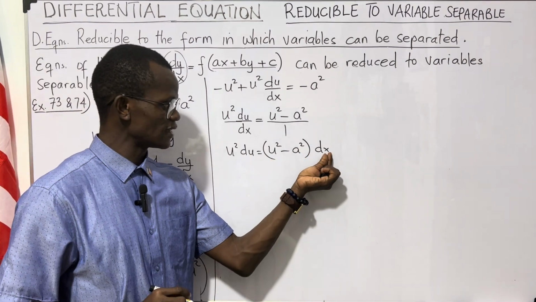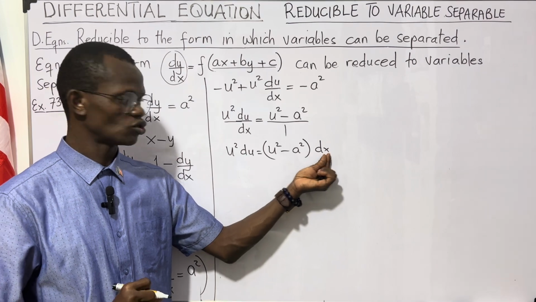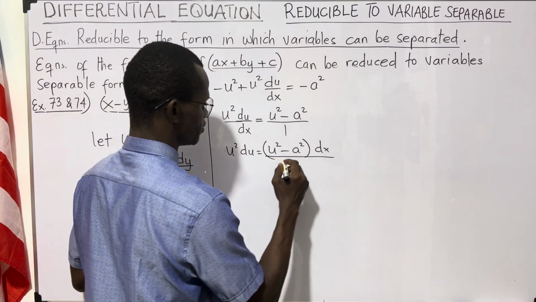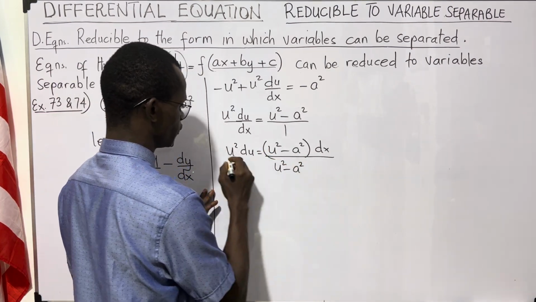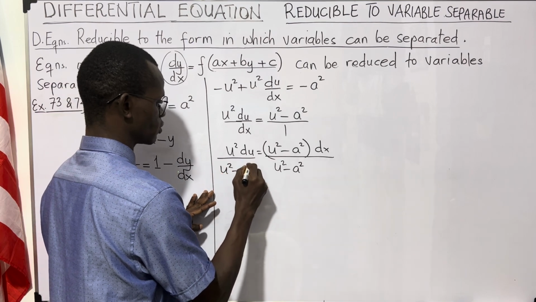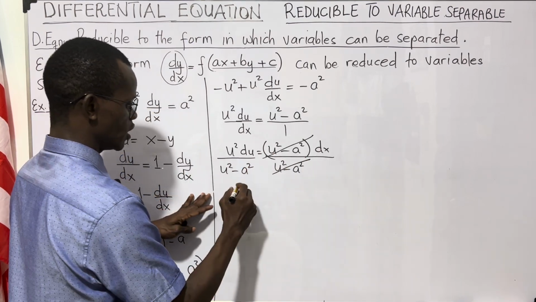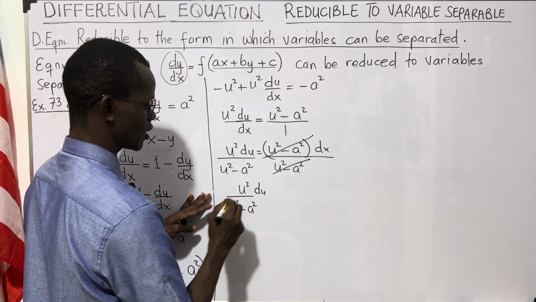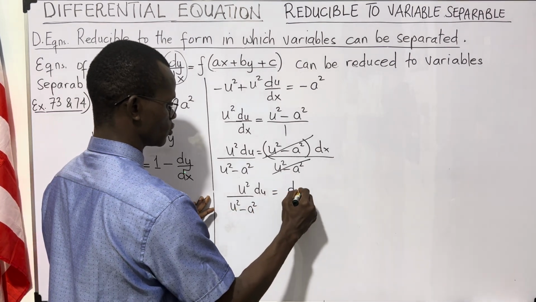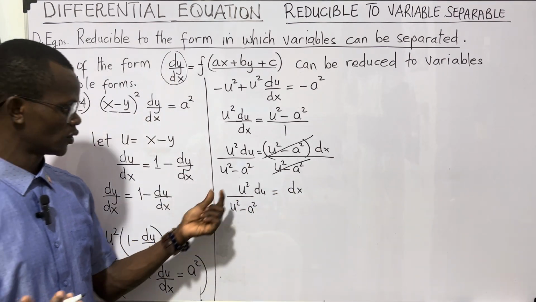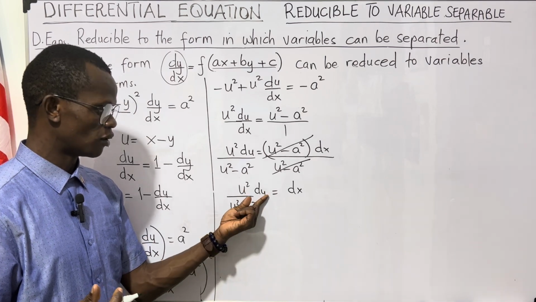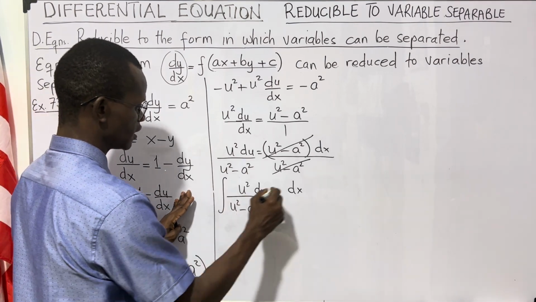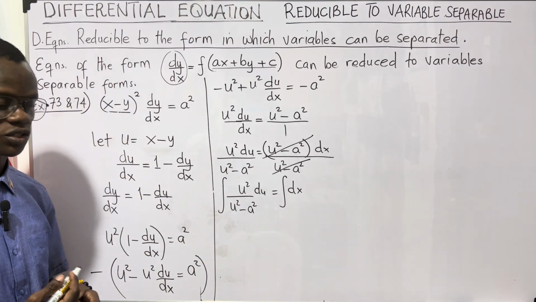The integrating variable here is x, so we need only x on that side, and we must get rid of this entire expression. Dividing by u squared minus a squared, we're left with u squared du over u squared minus a squared, all equals dx. Now the variables have been separated. On this side the integrating variable is u, and on this side it is x. So we can now integrate both sides to find the general solution of this differential equation.